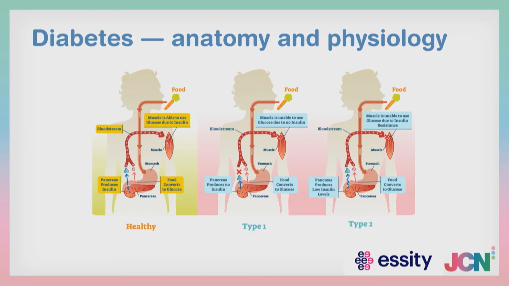In type 1 diabetes, we don't get the insulin production, so then the muscles are affected and they can be weak. In type 2 diabetes, we have a low insulin production. So again, we're not getting the energy production through into the muscles, and then the tissue structures can be affected.